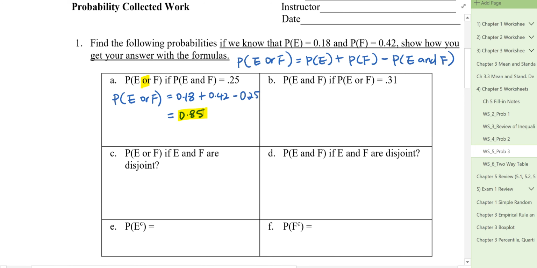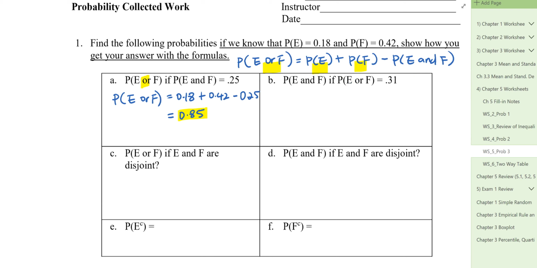Right? B, P of E and F, if P of E or F is equal to 0.31. Okay, let's see the formula here. I know P of E or F. I know P of E. I also know P of F. The only thing remaining that I don't know in this equation is just P of E and F. So what I have to do is substitution again. So let's do it.